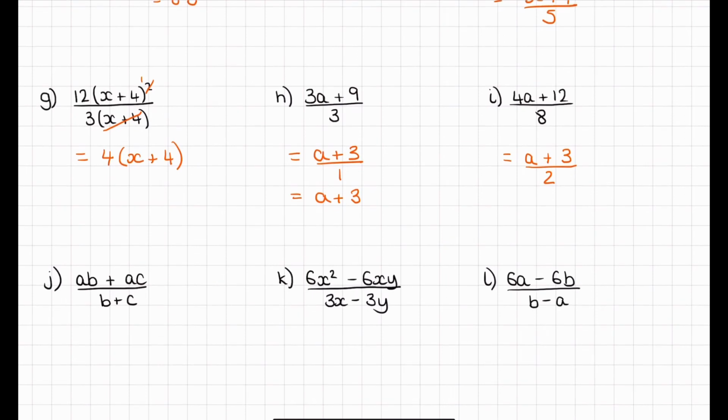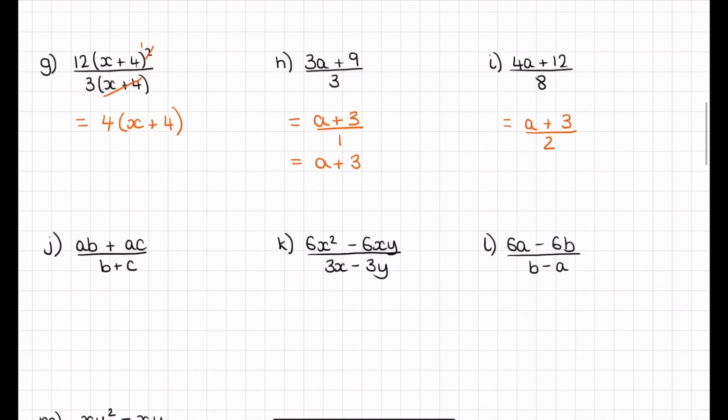J, now when we get to these ones, with J, K, L and M, we're going to need to factorise first. Because if we look at these at the moment, there is nothing common between all 4 terms. But if we look at the numerator, we can see that we can factorise this. We can factorise out the a. Which means we end up with a times b plus c, and b plus c in the bottom. a times b plus c is common on the top and the bottom, which means we just get left with a.